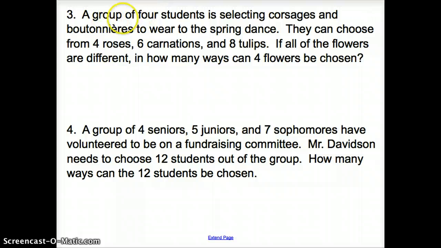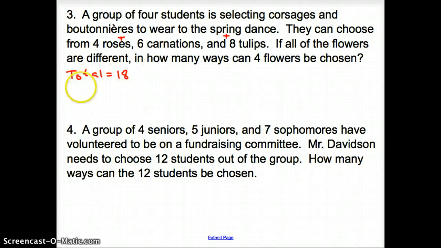Now with 3, a group of 4 students is selecting corsages and boutonnieres to wear into the spring dance. They choose from 4 roses, 6 carnations, and 8 tulips. If all the flowers are different, how many ways can 4 flowers be chosen? Well, first things first, what is the total? When we add all the flowers up, the 6 plus the 4 plus the 8 turns into 18.